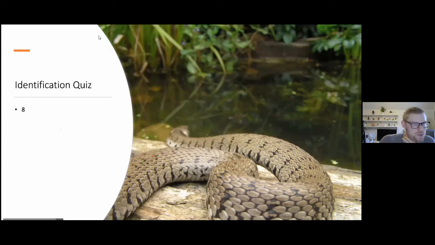Thank you for your votes. Again, 92% grass snake. So well done to everyone that got grass snake. This is indeed a grass snake.